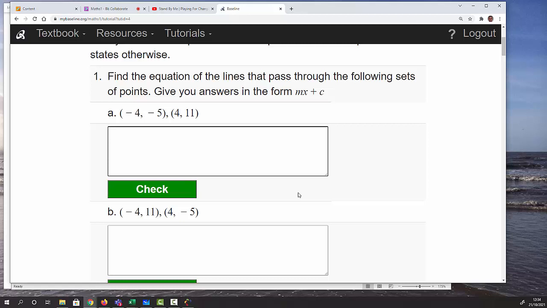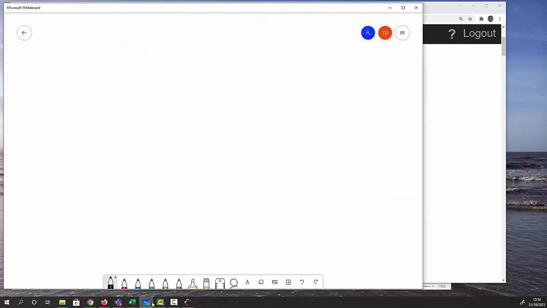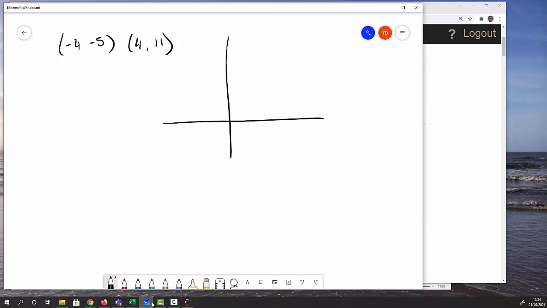Right, before I do this, let me just review how this works. So -4, -5, and then 4 and 11. Okay, so these are 2 points. Let's just see what they look like. So that's -4 on the x and -5 on the y, so that's down there. 4 on the x and 11 on the y, so that's up there. So I've got a line that's doing something like that.